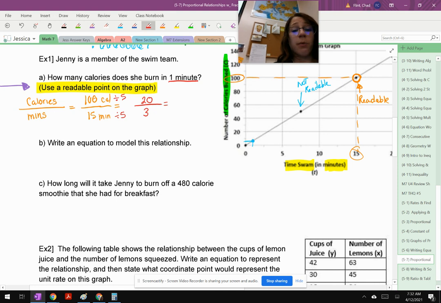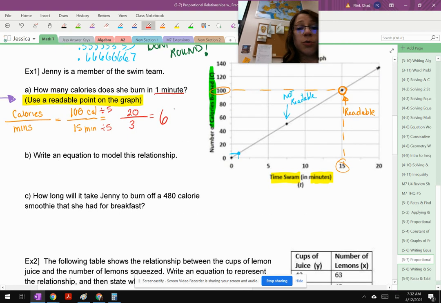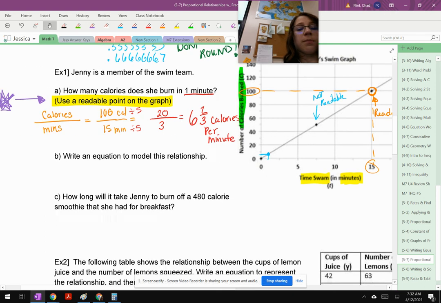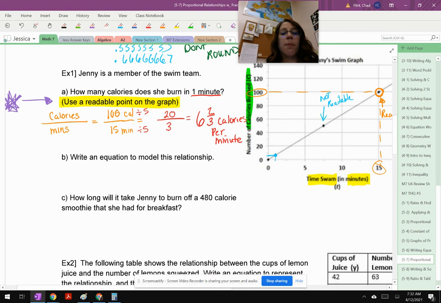If you want, you can turn it into a mixed number because that might make more sense. So 3 goes into 20, let's see, 3 times 7 is 21, so 3 times 6 is 18, 19, 20, so 6 2/3 calories per minute. And again, I'm getting those labels right from the fraction that I set up.